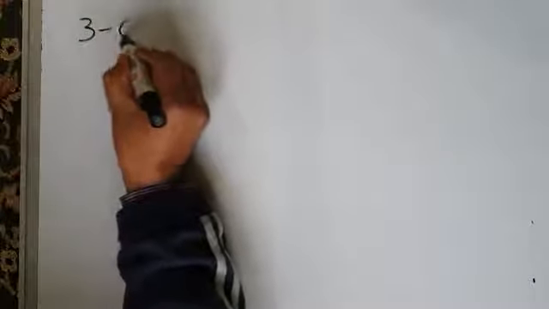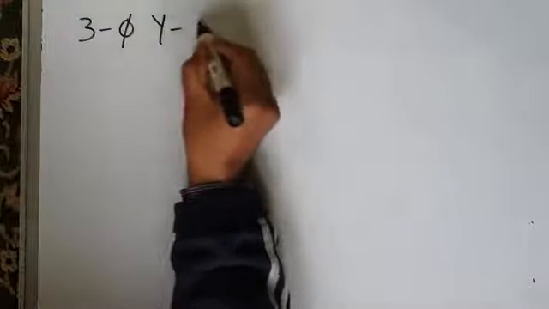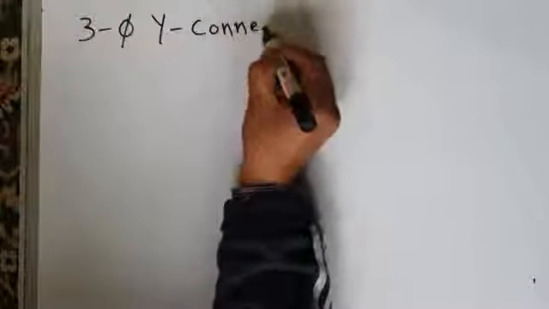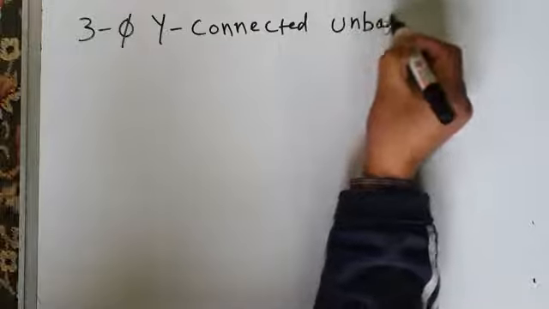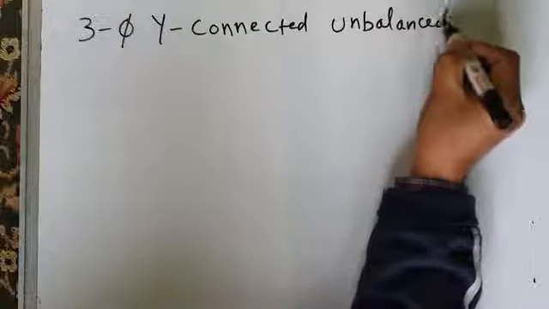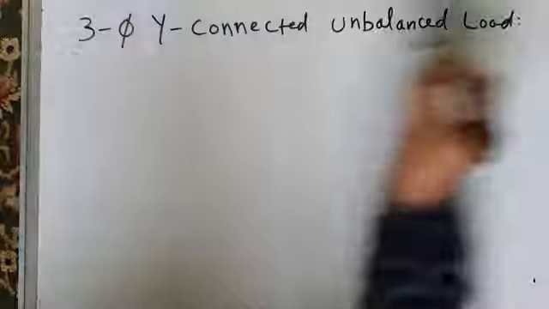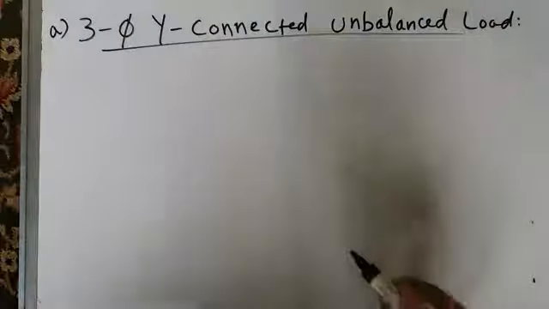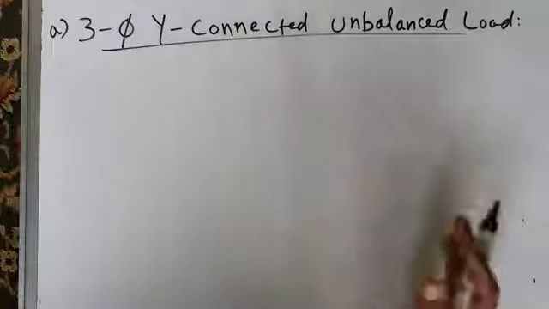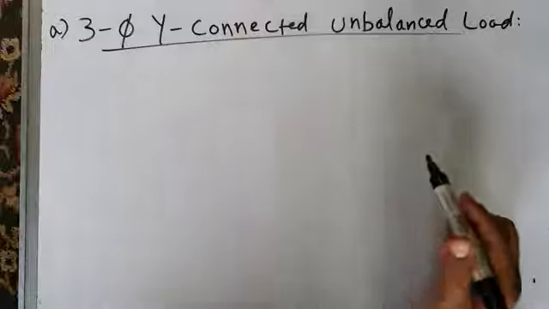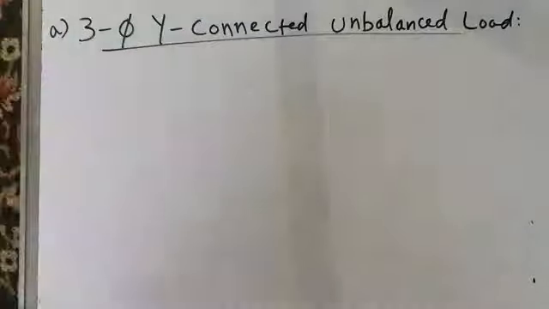So let us first of all go for three-phase Y connected or star connected unbalanced loads. Unbalanced load. This is part A. I have a load which is Y connected or star connected. My supply system is also Y connected. My load is also Y connected, but my load is not balanced. It's an unbalanced type of load.